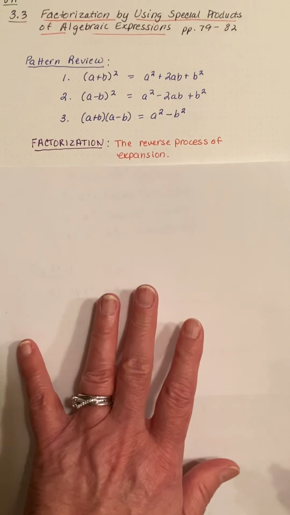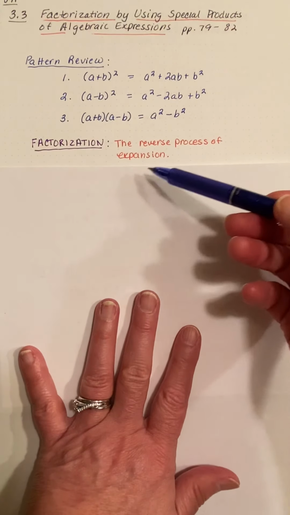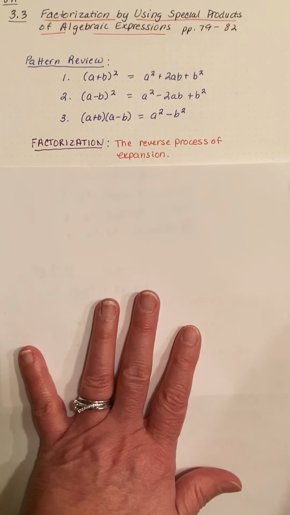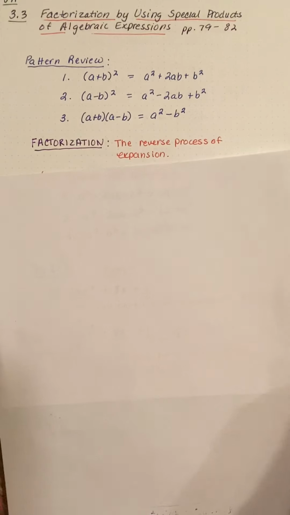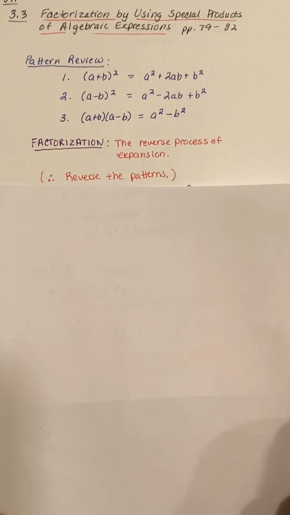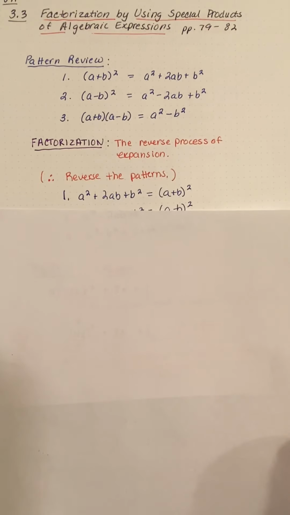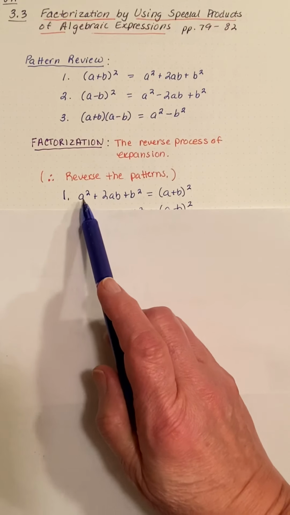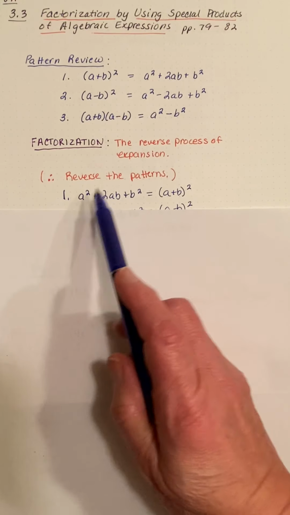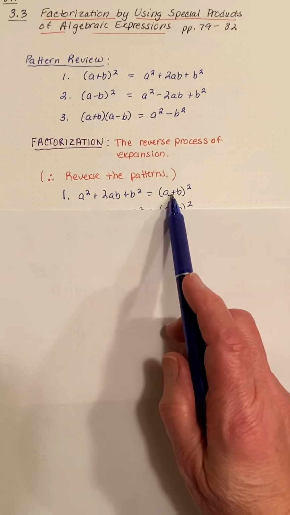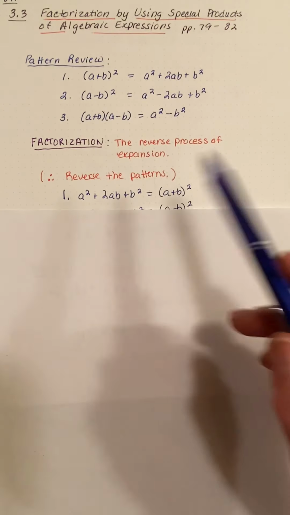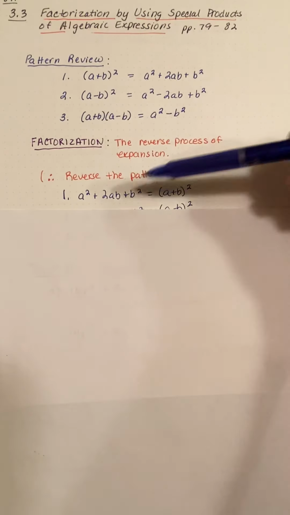Remember, factorization in this case is the reverse of what we just did the last two lessons. It's the reverse process of expansion. So you just reverse the patterns we followed. So, for example, you would start with this. So here's the reverse patterns. A squared plus 2ab plus b squared is going to be the same as (a plus b) squared. So you just take what we have up here and flip them.